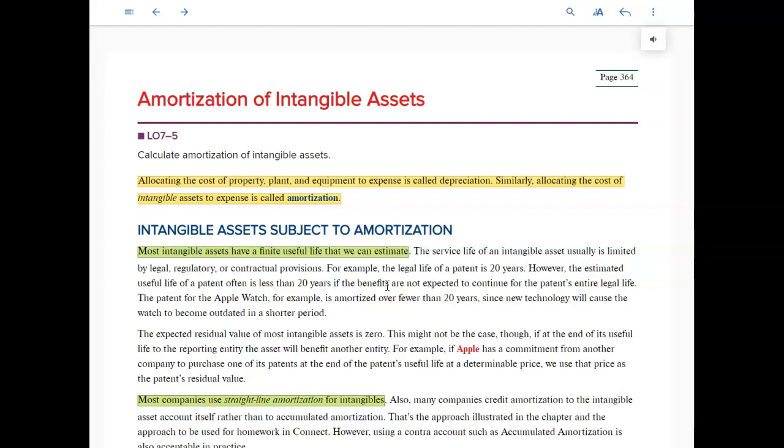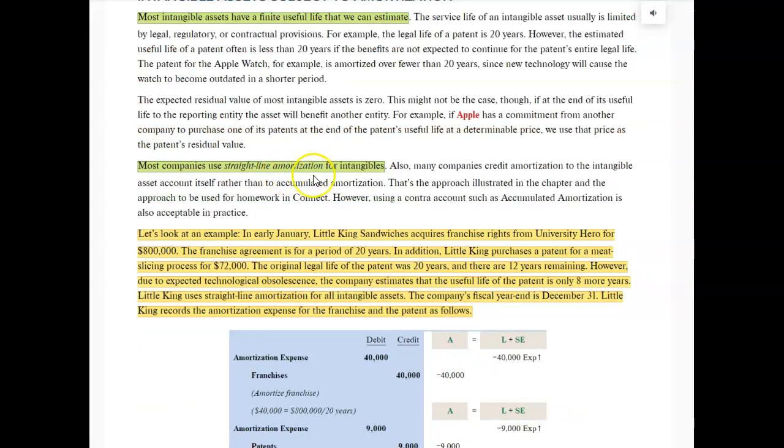Now we might have a patent that lasts 20 years, but if it's in technology that means the patent might be good for only 7 years, 8 years, or whatever, we write the cost off over what we think is the actual useful life of that patent. Not the legal life, 20 years, but the useful life. And like most companies, we will use straight line amortization. Same amount per year, take it divided by number of years. So let's look at an example right here.